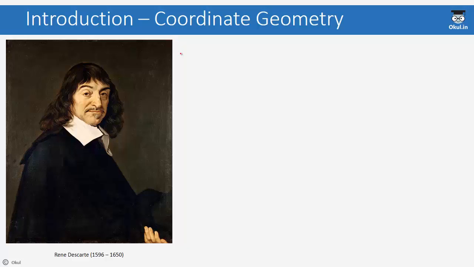Coordinate geometry. Coordinate geometry is the method of representation of a point on a plane. This particular method was invented by a French philosopher, René Descartes. What he did was, he solved the problem of representation of a point on the plane with the help of number lines. We know how to represent a particular number on the number line.